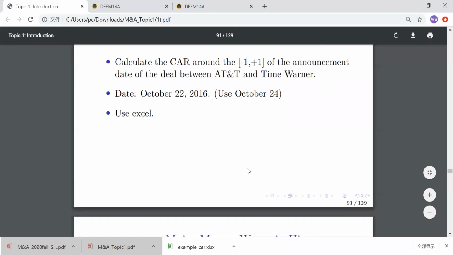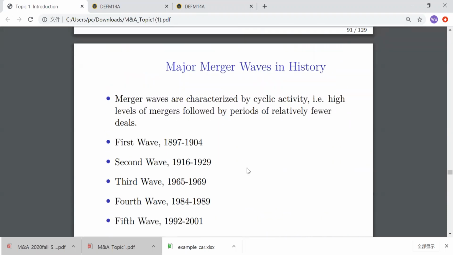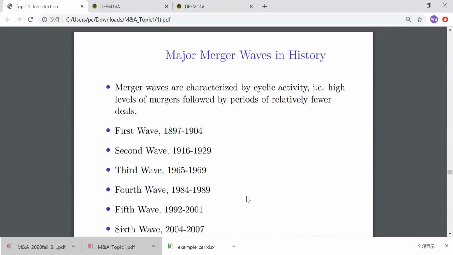So I'll finish this example, right? So you can play on your own, right? Just open your spreadsheet and follow the steps that I have told you. So now let's take a break, then we continue to finish the discussion of merger waves.